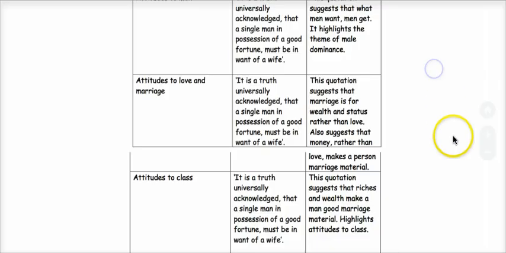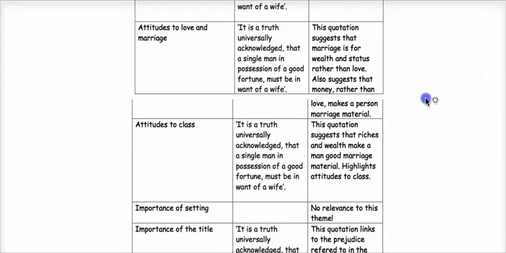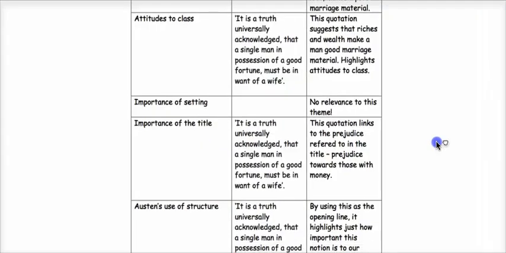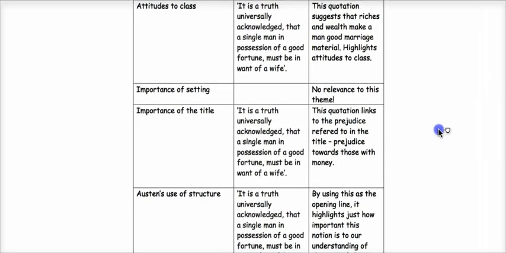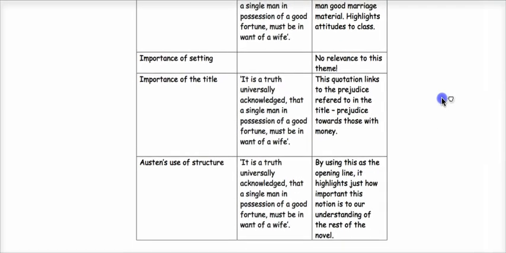How does it link to class? It suggests that riches and wealth make a man good marriage material, and therefore middle and upper classes should be desired. How does it link to the title? Well, it links to the prejudice referred to in the title, the prejudice towards those with money. And structure, by using this as an opening line, it highlights just how important this notion is to our understanding of the rest of the novel.